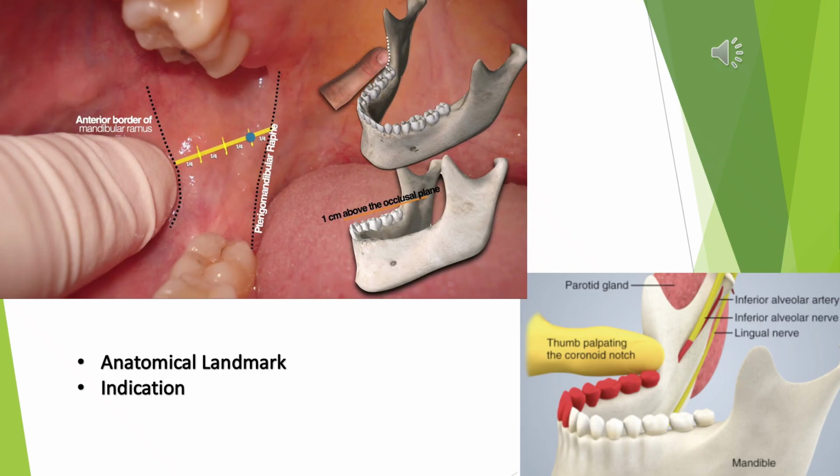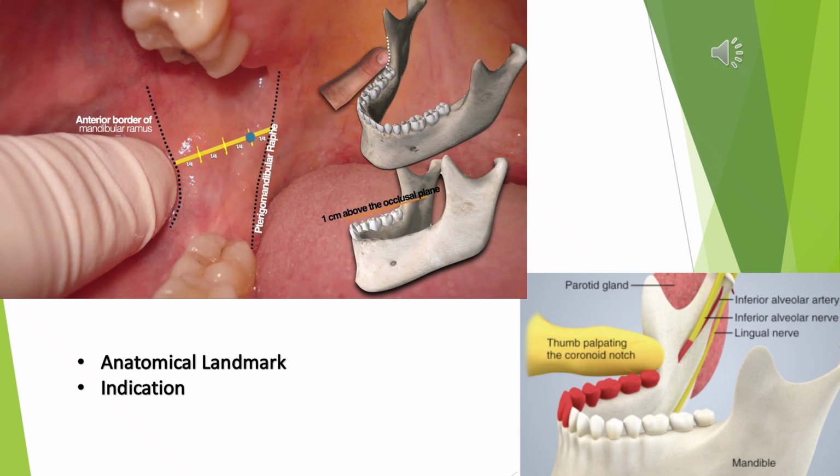So why are we giving this block? There are some indications. We give this block to provide analgesia for operative dentistry on all the mandibular teeth. If I want to do anything on the mandibular teeth, I have to give the inferior alveolar nerve block, otherwise the procedures are painful. Then if I want to do a surgical procedure on the mandibular teeth and supporting structures anterior to the first molar, like if there is any fracture or trauma or any pathology, then I will give this block.